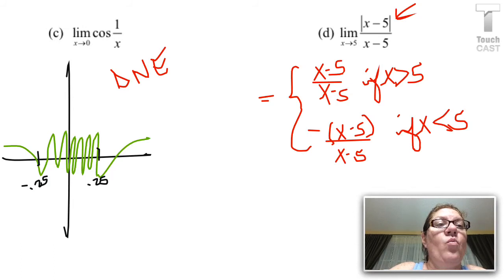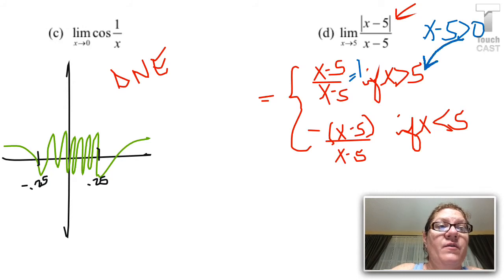So I'll end up getting 1 because it'll equal x minus 5 if the inside is positive, and the inside is positive if x is greater than 5. And then it'll be the negative of the inside if the whole inside is negative, but that inside is negative if x is less than 5. So of course this is -1.